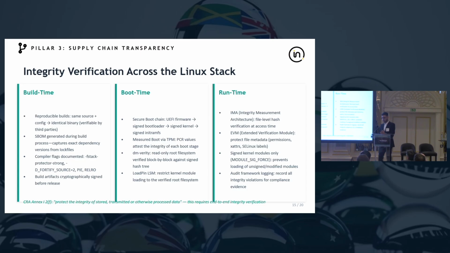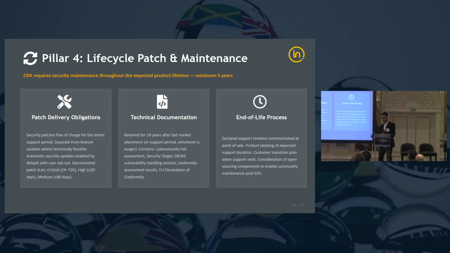And signed kernel modules via module.sig_enforce would prevent loading of unsigned or modified modules. And the audit framework would log all the integrity violations, therefore creating a compliance evidence trail. So I think this three-layer approach satisfies the CRA's data integrity requirements and supports vulnerability handling as well by providing an auditable record of exactly what software is running on each device.